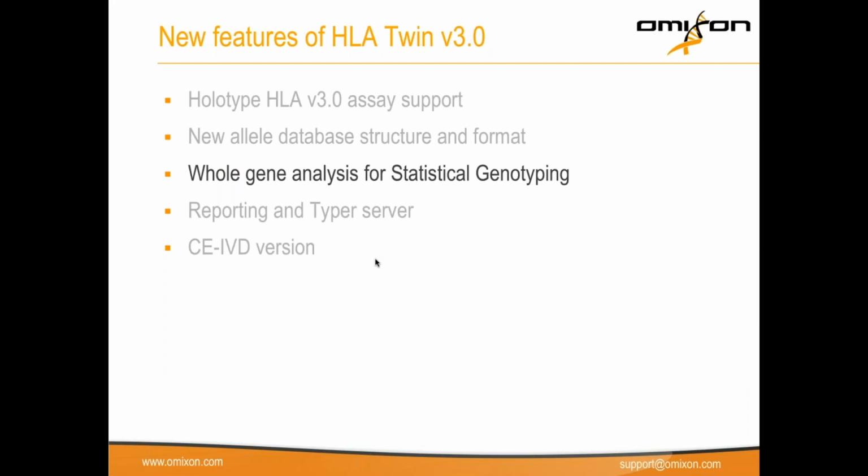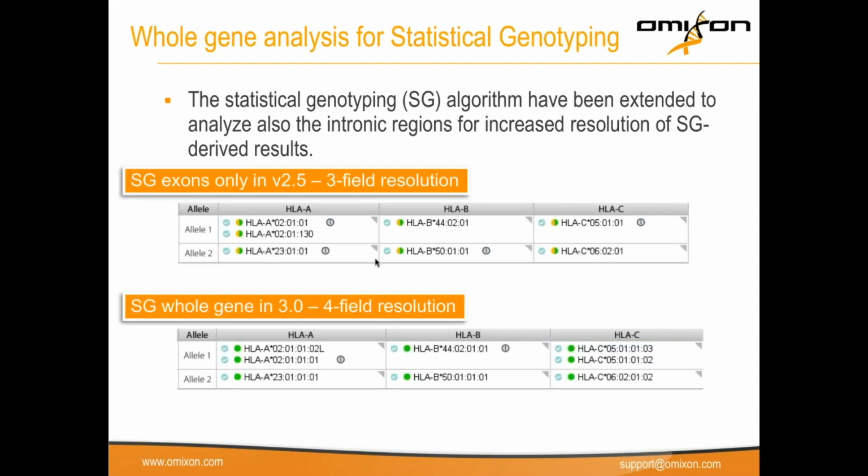The next new feature is related to the statistical genotyping algorithm. Previously, the statistical genotyping algorithm was able to analyze exons only. From this HLA Twin version on, you'll also be able to analyze introns and UTRs with statistical genotyping. That means that you can achieve higher resolution with the SG algorithm, with results reaching even the fourth field.